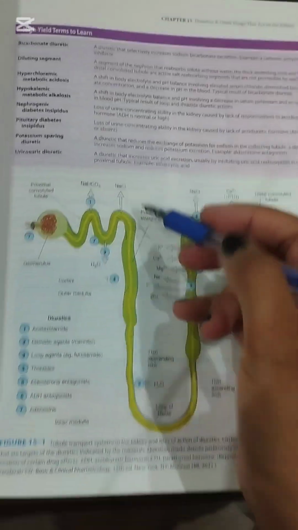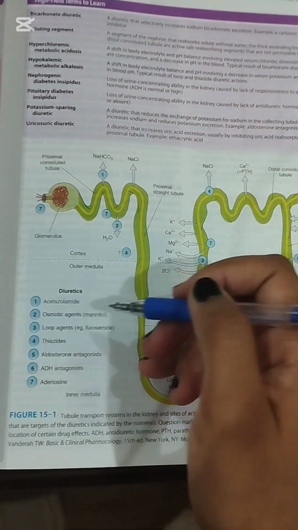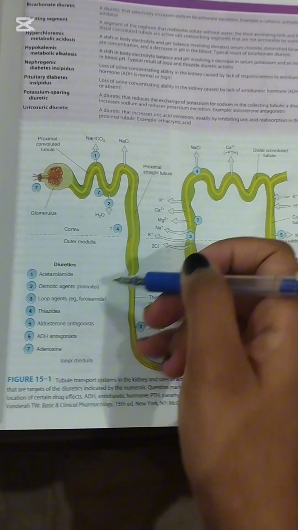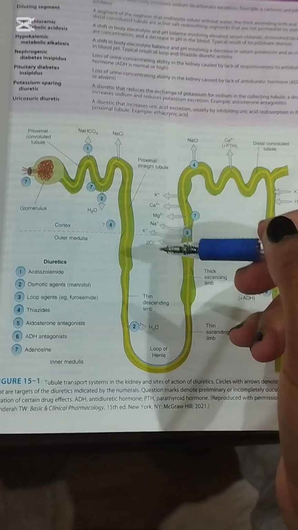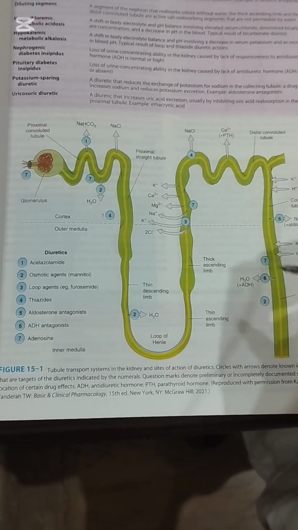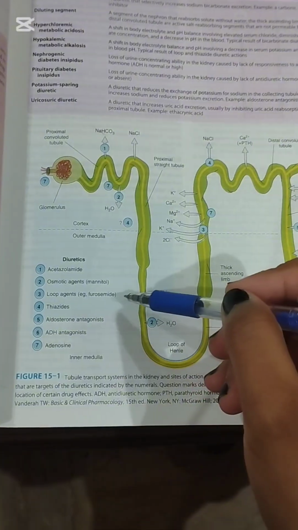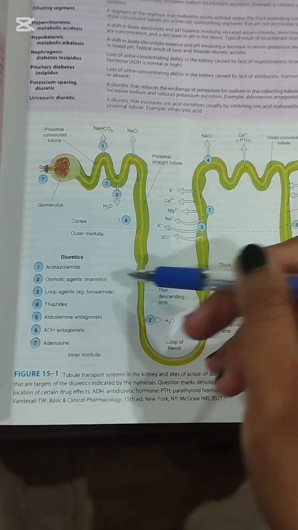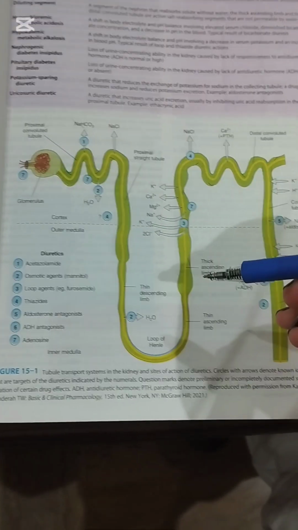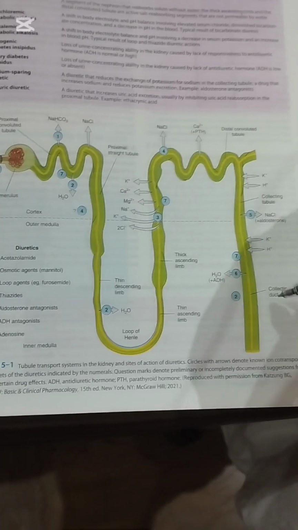Here, what do we have here? So acetazolamide is acting where? It is a carbonic anhydrase inhibitor, so it is supposed to act on the PCT, which is the proximal convoluted tubule. Here, it is acting. Then we have mannitol, which is an osmotic agent. So where is it acting? It is acting here, which is a collecting duct.